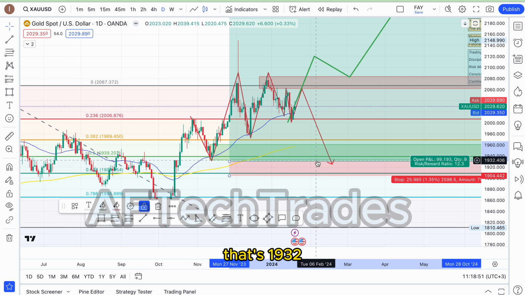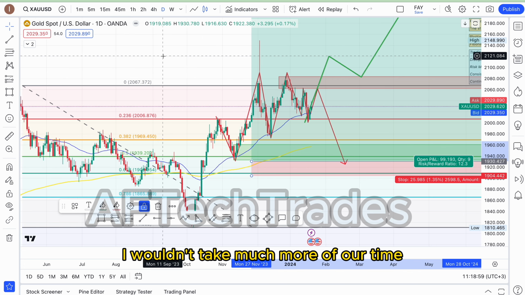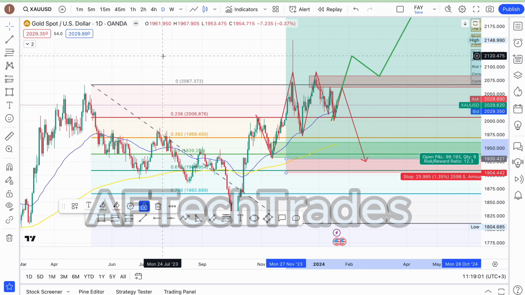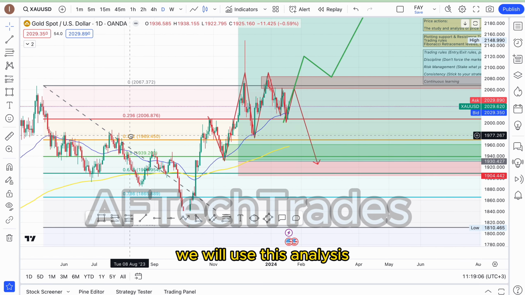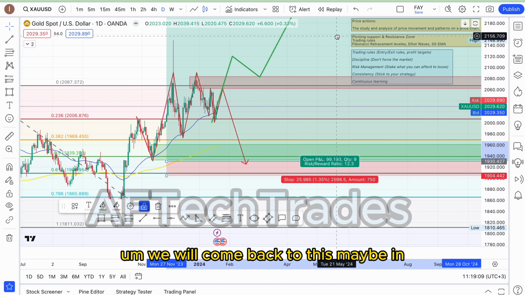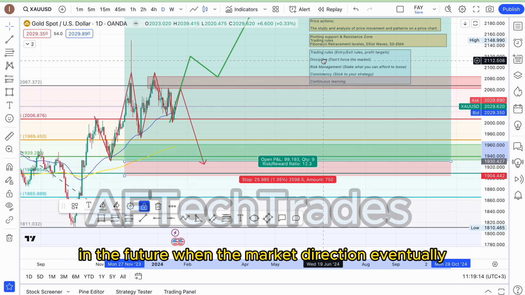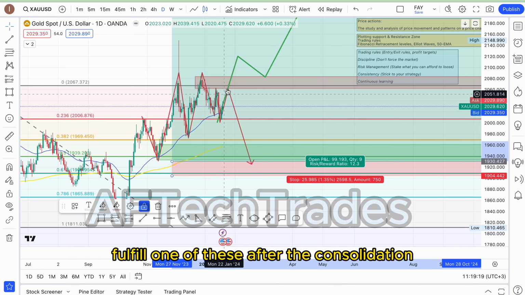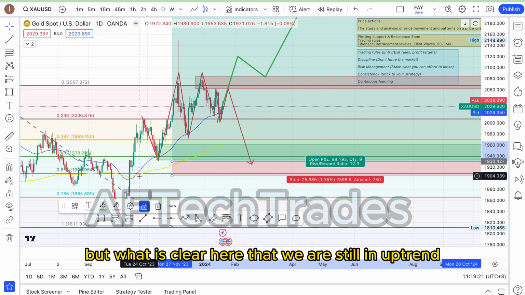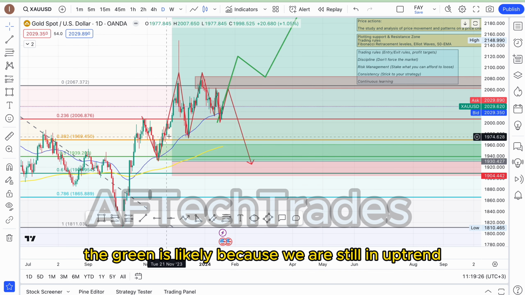That's 1932 region. Okay, so I wouldn't take much more of our time. What I would suggest is screenshot this and keep. We will use this analysis. We will come back to this maybe in the future, when the market direction eventually fulfills one of these after the consolidation. But what is clear here is that we are still in an uptrend. The green is likely because we are still in an uptrend.